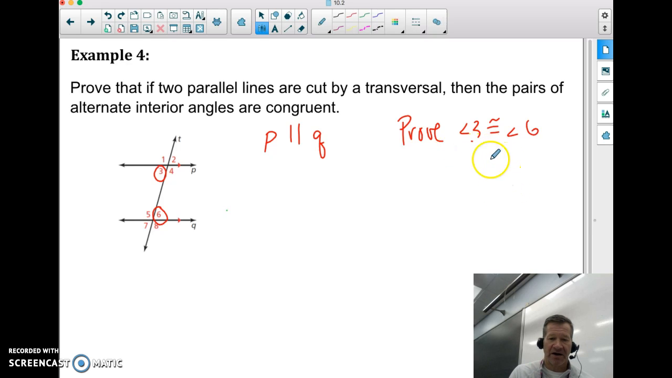Okay? All right, how can I do that? Well, we told you that was true by the alternate interior angles theorem, but they're asking us to prove that that's true. Well, when you prove something is true, you have to use prior knowledge to prove it. Well, one thing we can do is, let's start with 3 here. I know 3 is the same as angle 2, and the reason I know that is because they're vertical. So I know already that angle 3 is congruent to angle 2 because they are vertical angles.